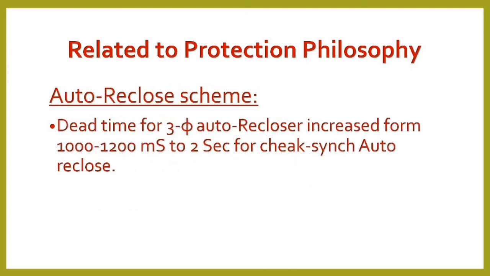The second change is related to the auto recloser scheme of three-phase auto recloser. There are two types of auto recloser scheme implemented in India, that is single phase auto reclose and three-phase auto reclose. Friends, if you want to know more about three-phase auto reclose and single phase auto reclose, you can refer to my earlier video. I'll share the links in the description box. In the same video, you will come to know about the dead line auto reclose as well as checksync auto reclose also. In the 132 kV system, there is single phase auto reclose as well as three phase auto reclose.